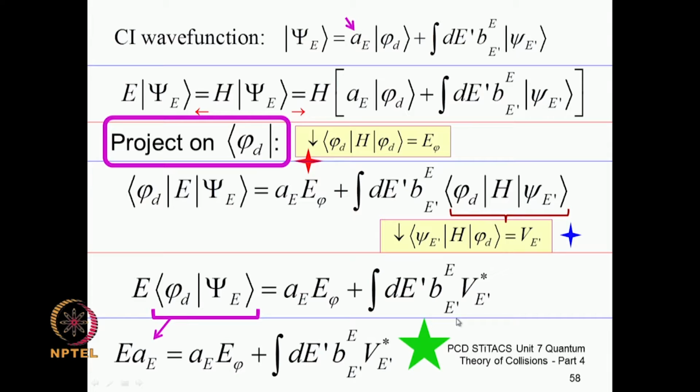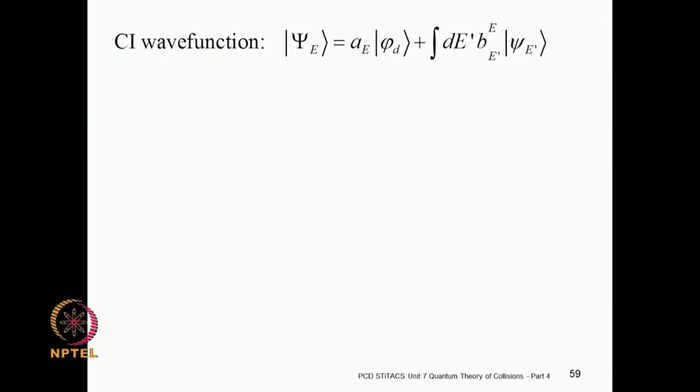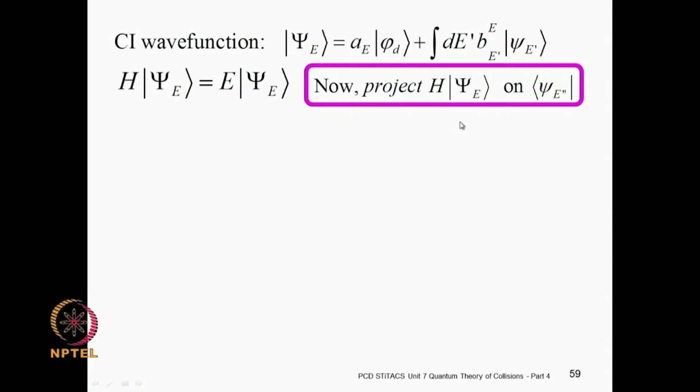Now, I will refer to this equation with this green star, because I am going to need it in subsequent analysis. So, whenever we need to refer to this, I will pull it up with a reference to this green star. It is like giving it an equation number. So, here you have this configuration interaction. Now, we will this time project it on the continuum.